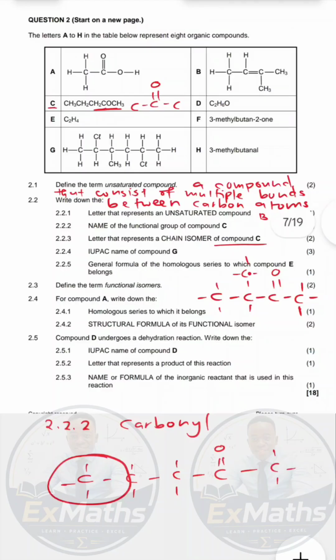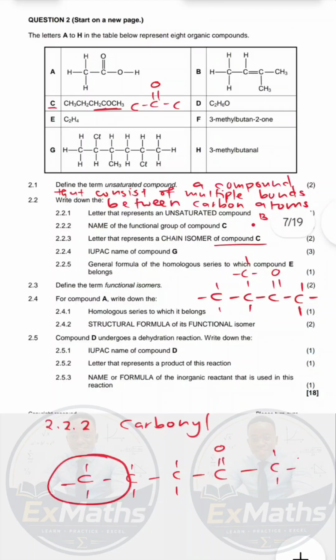If it's an isomer, you must have the same number of carbons and the same number of hydrogens. Let's count the number of carbons: 1, 2, 3, 4, 5. Carbons are balancing. Let's check hydrogens: 1 to 10, and 1 to 10. So that's balancing. So this is what we have as our structural, our chain isomer.